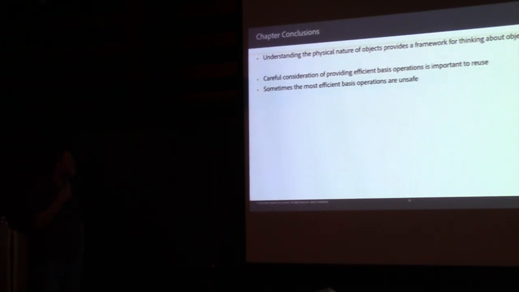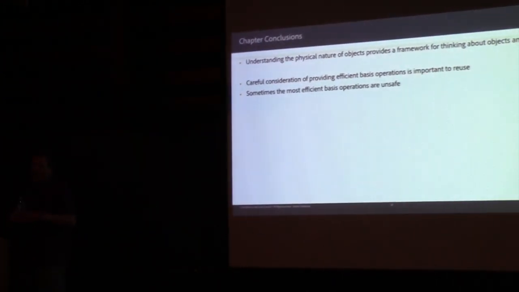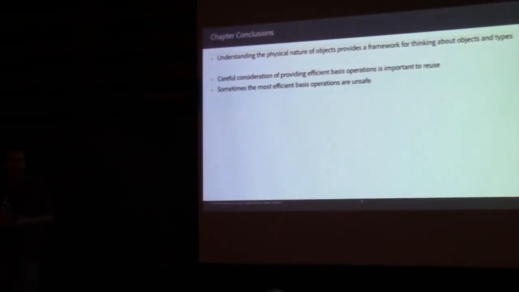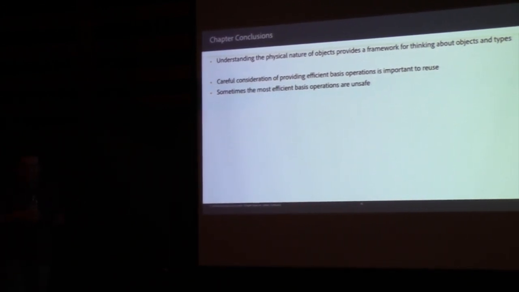So understanding the physical nature of objects provides a framework for thinking about objects and types. And I think this is really important. I think we get too hung up on wanting to move my object here, but leave something over there that's still in a valid state. So I've got this object and some mystical object over here that's holding onto the space. We tend to create problems for ourselves by, in my opinion, exercising somewhat wishful thinking. It's like we wish the machine was safer. We wish that every relationship was just maintained no matter what I did.